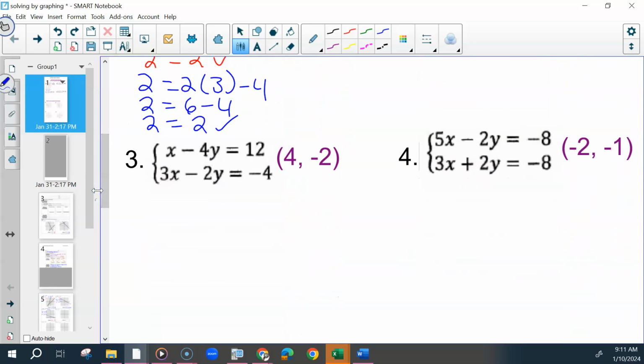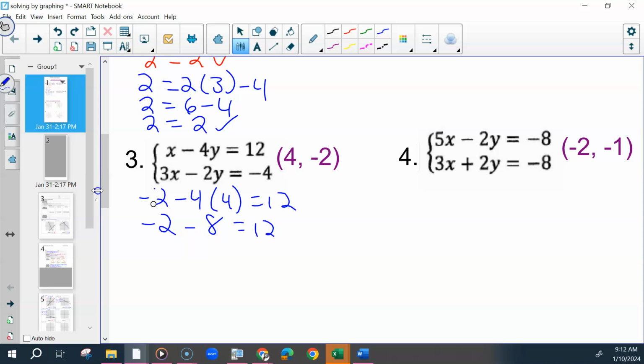Let's do another one. Number 3. You do not need to solve these, get them in slope-intercept form in order to use the check method. You can put them in exactly as they are. So for the first one, you have -2 minus 4 times 4 equals 12. And then simplify, so we have -2 minus 8 equals 12. I think I did that wrong yesterday.